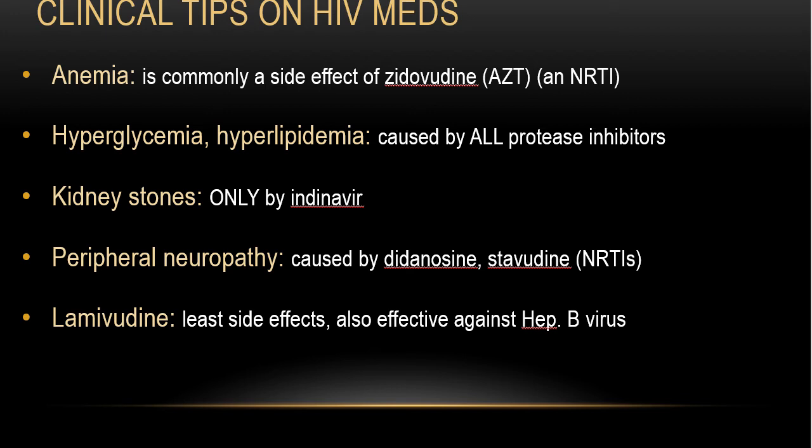Hyperglycemia, hyperlipidemia, as I said, caused by all proteases. How can we identify that this drug is a protease? It's going to be ending in the suffix avir. Kidney stones, indinavir, which is a protease inhibitor, again can cause hyperlipidemia and hyperglycemia. Still, it's unique in causing kidney stone. Can you believe that? Kidney stone due to a drug? Yes, indinavir. Peripheral neuropathy, didanosine, stavudine. Lamivudine is a relatively safe antiretroviral medication. Another thing I want you to know about Lamivudine, it's also used in treating hepatitis B.